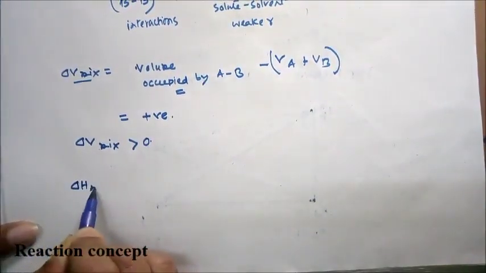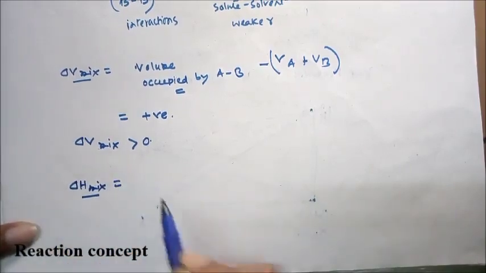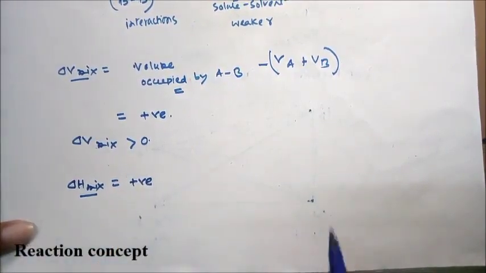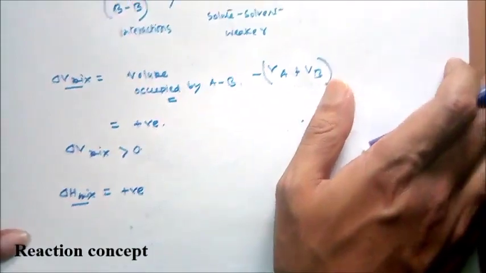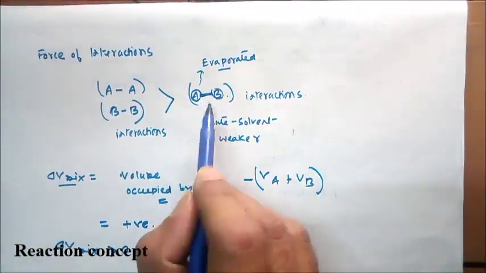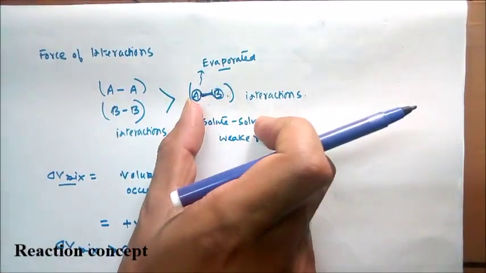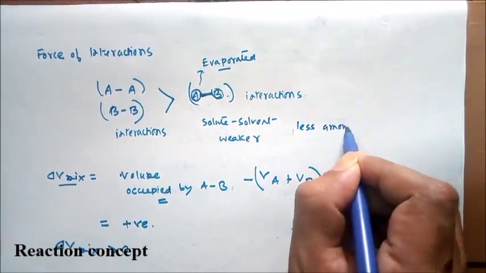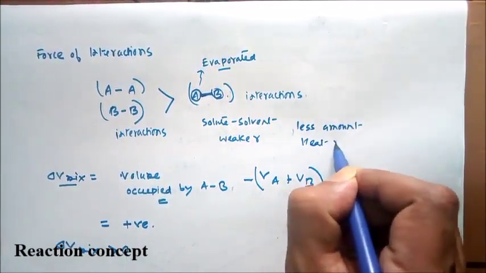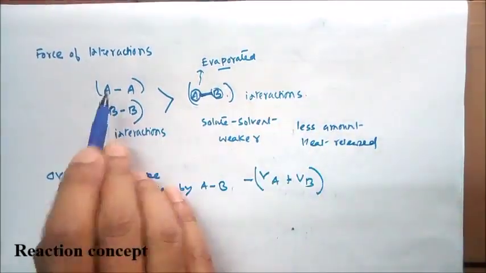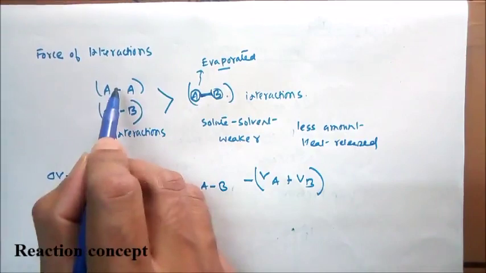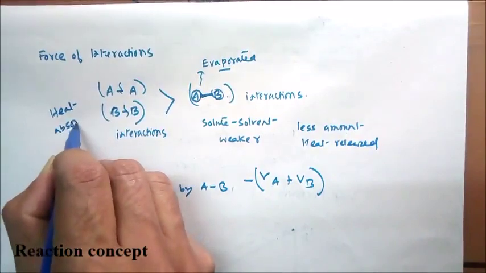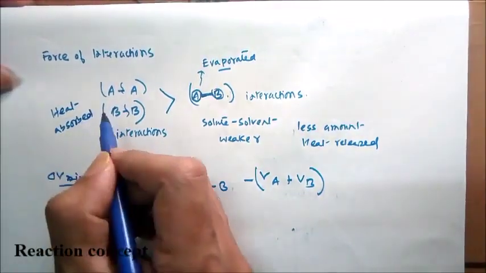If we discuss the enthalpy change for such mixing, it will also come out as a positive value. Why? In this case, when this weaker bond is formed, less heat will be released compared to the heat required to break these bonds. So in this case, heat absorbed is more.